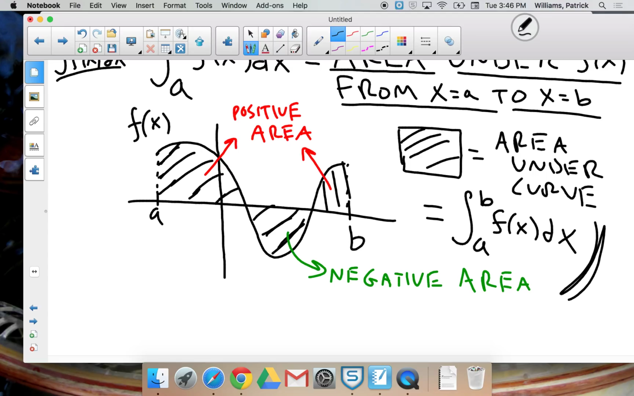Notice the area under the curve represents the area that's bounded between the curve and the x-axis. If that area is like this area here and this area here that occurs above the x-axis, we call that area positive. If the area instead occurs below the x-axis, we call that area negative, okay?